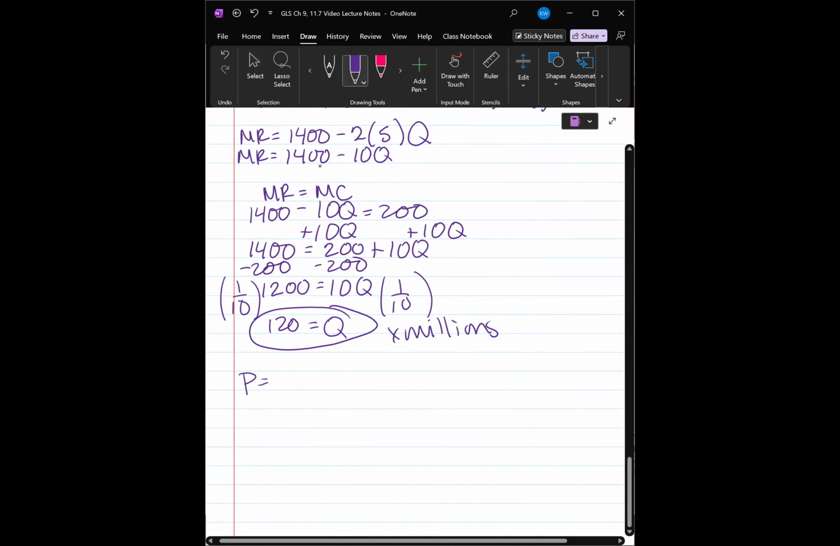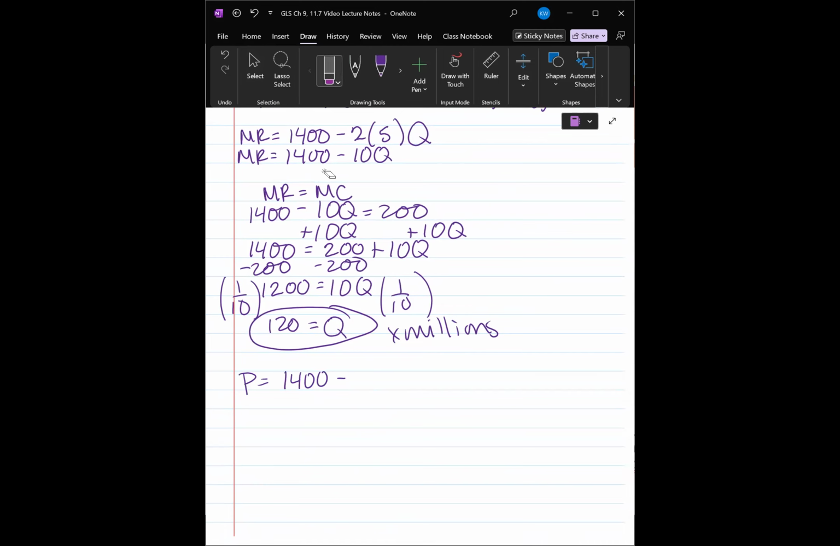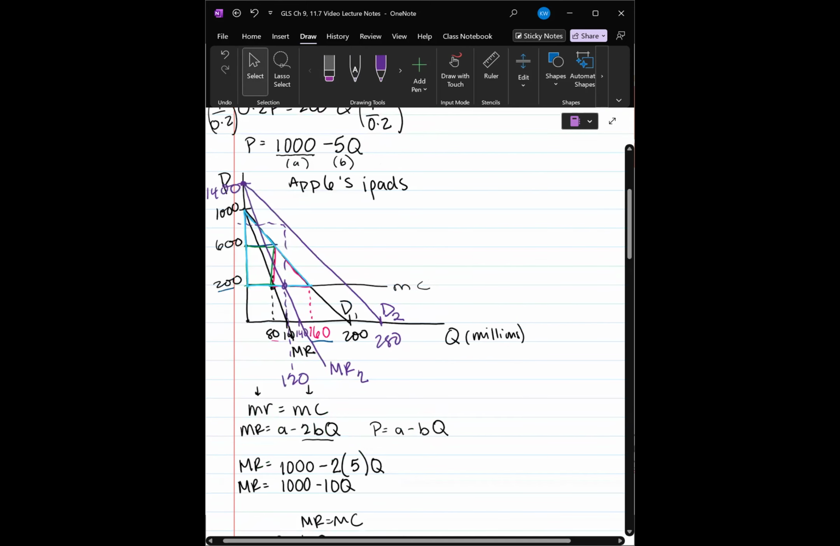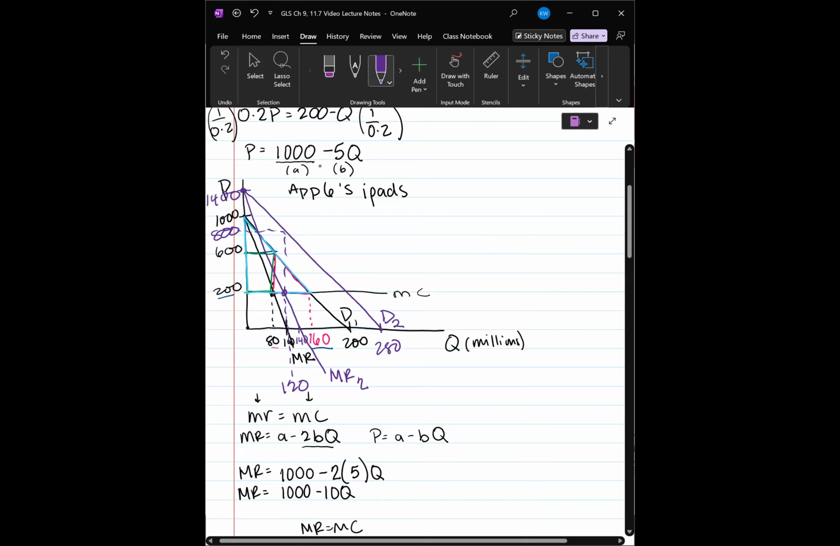So price now is equal to 1,400 minus 5 times quantity. And we found quantity to be 120. So we're just going to simplify. So we'll have 1,400 minus 5 times 120. So that's going to go ahead and give us 600, meaning that the price that Apple now charges for these iPads is $800. So now we have that $800 written in.